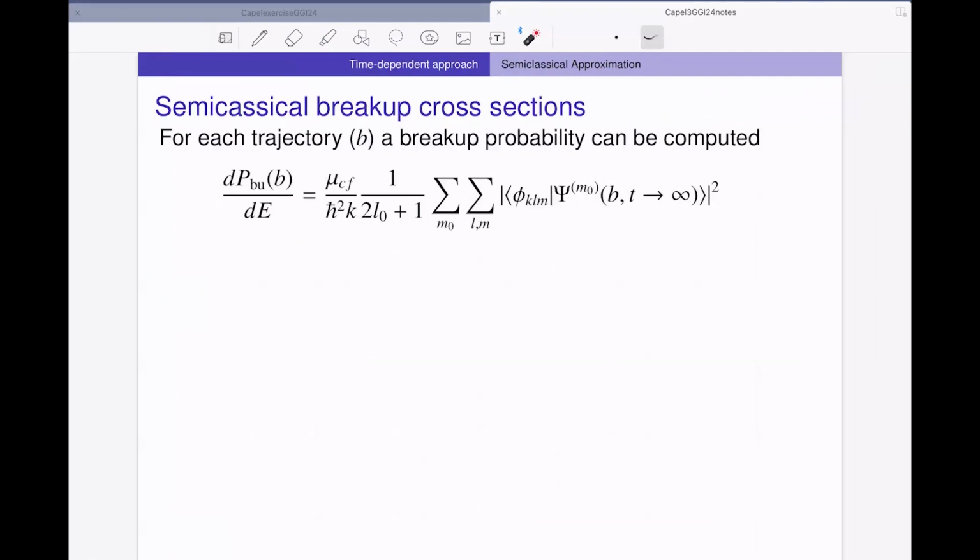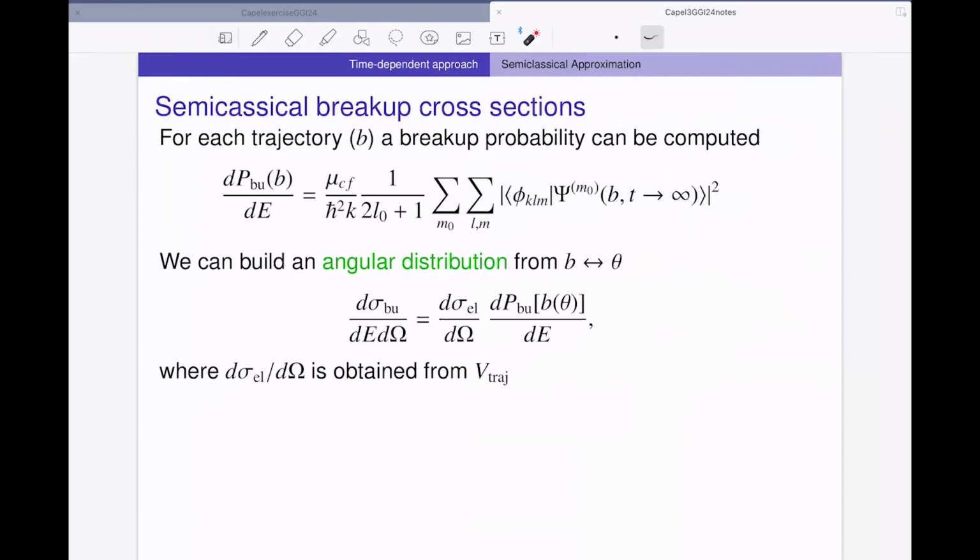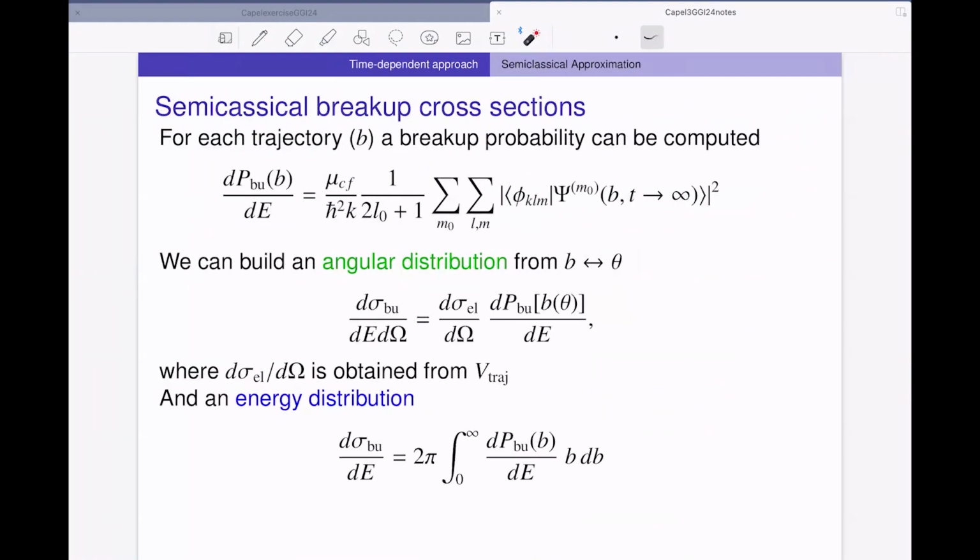Okay, so what you do is you do the evolution until a large enough time that your wave function does not change anymore. You project it onto the different states. You take the square modulus and you get a breakup probability for each of the trajectories. And then there is an angular relation between the scattering angle and the impact parameter. And when you integrate over the angles, you integrate over the impact parameter, and you get your total cross section. So this would be the breakup cross section as a function of the energy between the core and the halo nucleon.